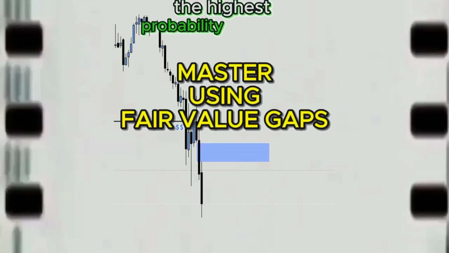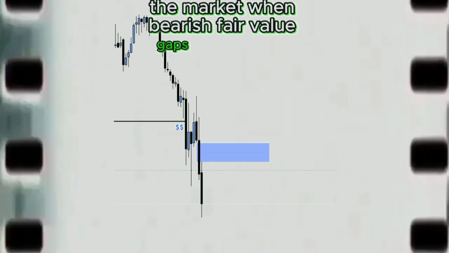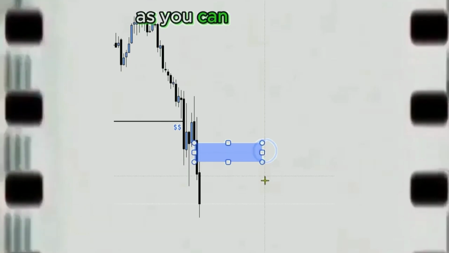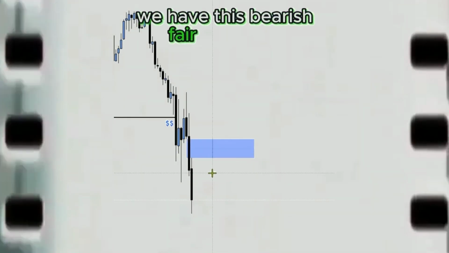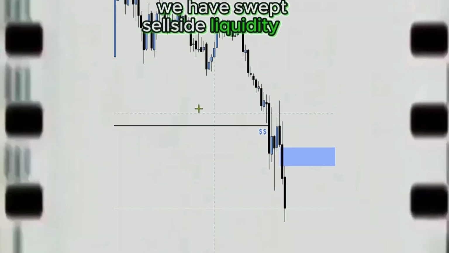The highest probability buys will happen in the market when bearish fair value gaps are created. Now, you might be very confused what I mean by that. As you can see right here, we have this bearish fair value gap. We have swept sell side liquidity to the left.